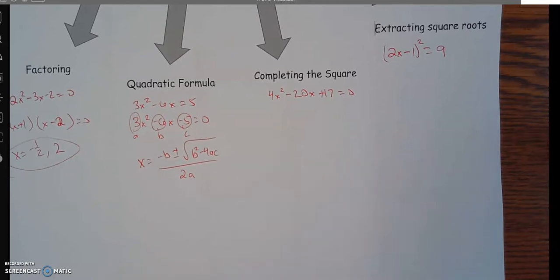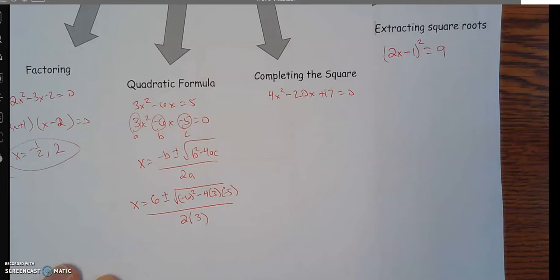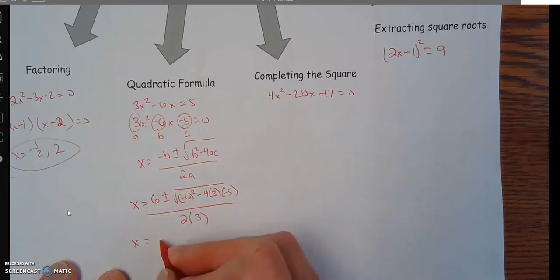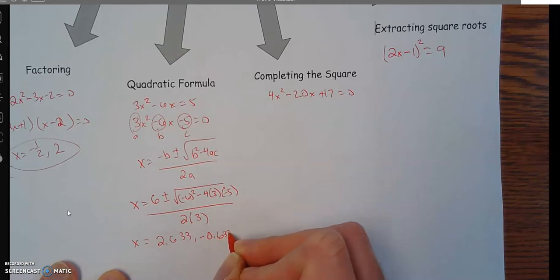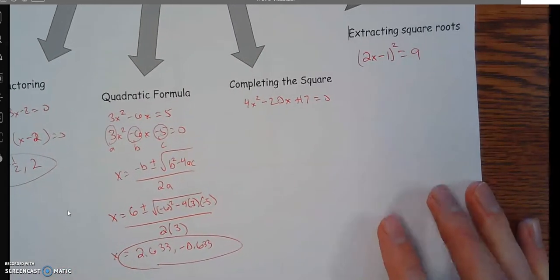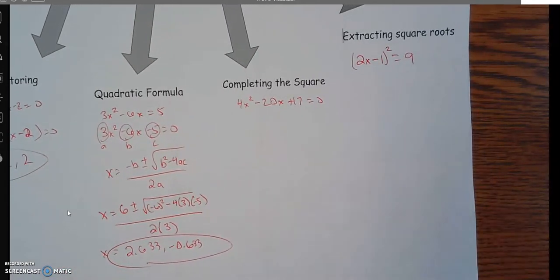And then you plug in a, b, and c, and then you simplify. I would just use a calculator for this. Type it in the calculator, and if you're really good at parentheses, you can do it all at once. You can do the plus all at once, and then the minus all at once. In this case, I get 2.633 and negative 0.633. Take a turn with the calculator and practice that.